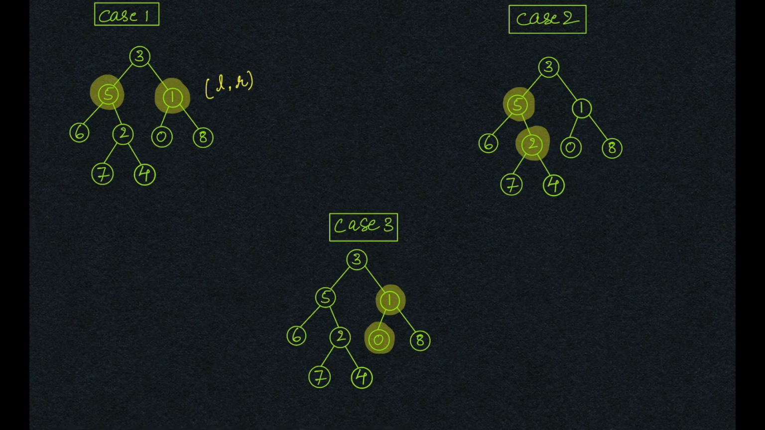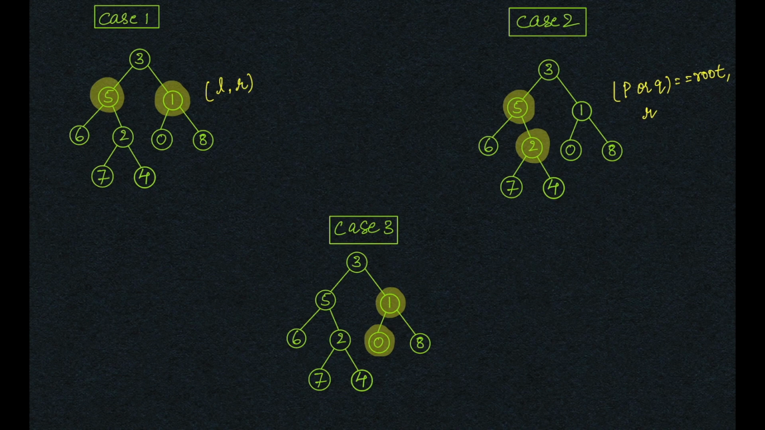In case 2, my P or Q is equal to root, and the other exists in the right subtree. So this is my node in the question. My node in the question is 5. So my P or Q equal to root, and the other node exists in the right subtree. So in this case, the lowest common ancestor is going to be 5 in case 2. Let's go to case 3.